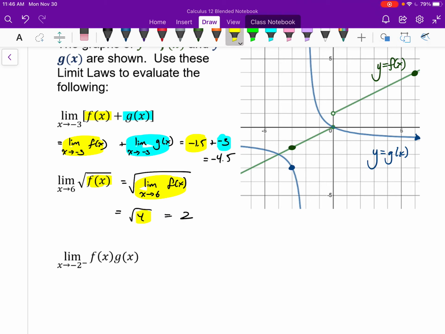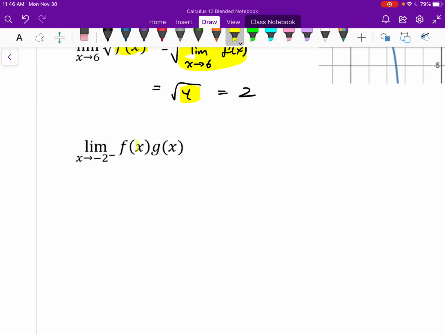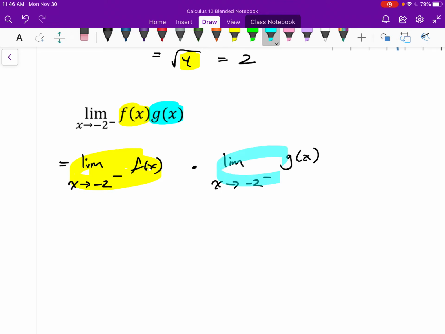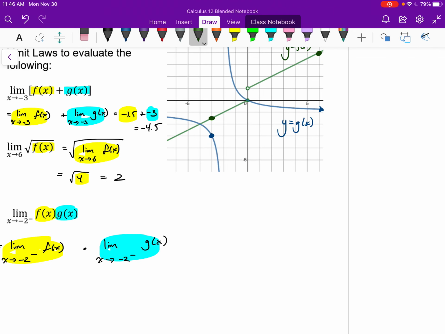And finally, the limit as x approaches -2 from the left of f of x times g of x. Let me look at each of these separately. Let me think of this as the limit as x approaches -2 from the left of just f of x, and then I'm going to multiply that by the limit as x approaches -2 from the left of g of x. Let's focus on that part first. The limit as x approaches -2 from the left of f of x. Well, that's where it approaches -2. So from the left, same thing as from the right, it's -1.